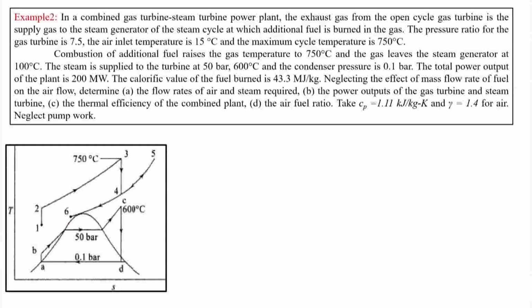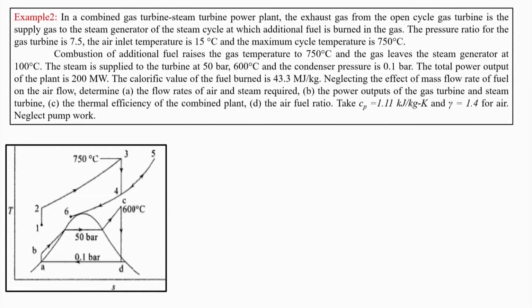So let us see our next example. Our next example says that in a combined gas turbine steam turbine power plant, the exhaust gas from the open cycle gas turbine is the supply gas to the steam generator of the steam cycle, in which additional fuel is burnt in the gas. So it is told that the exhaust of the gas turbine is first heated by burning extra fuel and then supplied as the flue gas in the boiler of the steam power plant.